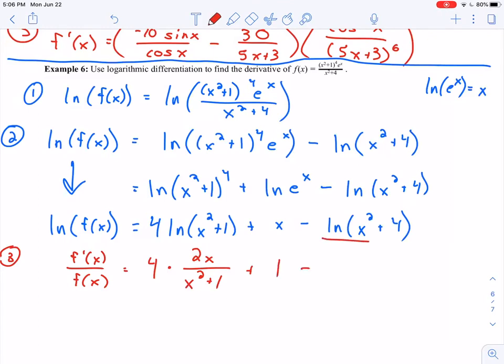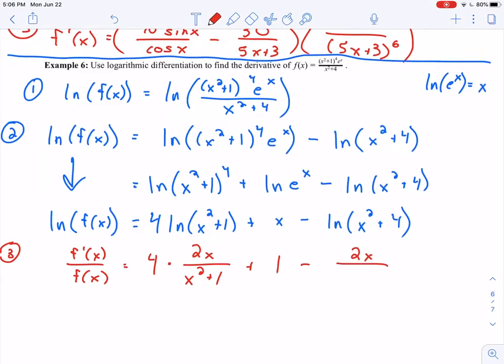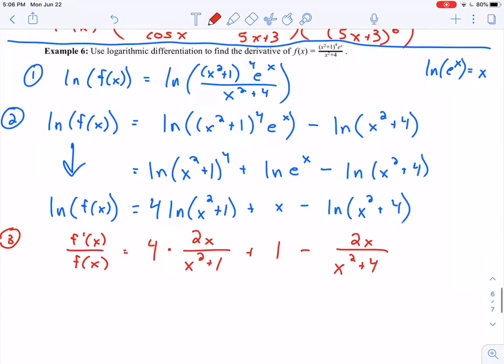Minus, over here, natural log of x squared plus 4. There I am going to have to use the chain rule once again. Derivative of the inside part will give me 2x divided by that inside part of x squared plus 4. And we can maybe clean this up. I might say, well, 4 times 2x, that's 8x divided by x squared plus 1 minus 2x divided by x squared plus 4. And I wouldn't simplify it any more than that. I wouldn't try and find a common denominator. I just wouldn't touch it at that point.